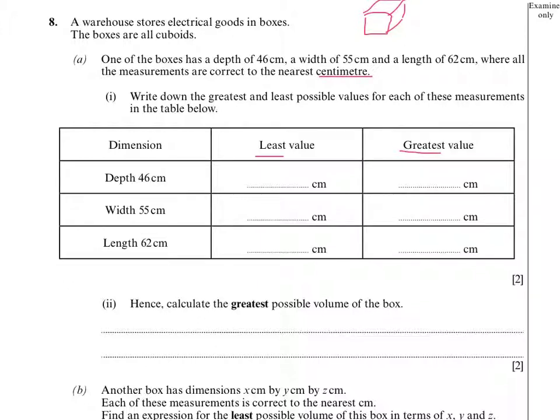So that means that it could be half a centimetre below or half a centimetre above. So write down the greatest and least possible values for each of the measurements in the table. So if it's 46 centimetres, then the smallest it could be is 45.5 centimetres, and the biggest 46.5. The width is 55, so half a centimetre smaller is 54.5, half a centimetre bigger 55.5, and the length half a centimetre smaller than 62 is 61.5, and half a centimetre bigger 62.5. So there's your first 2 marks.